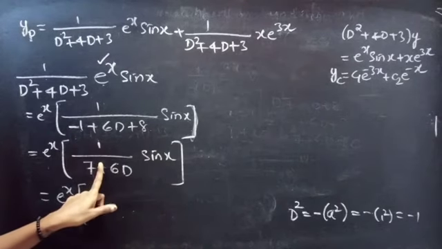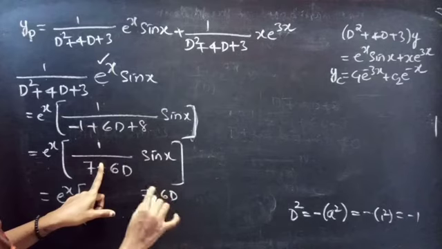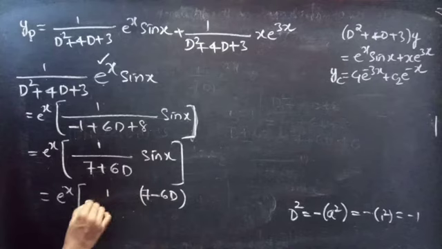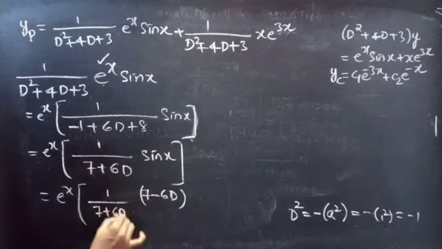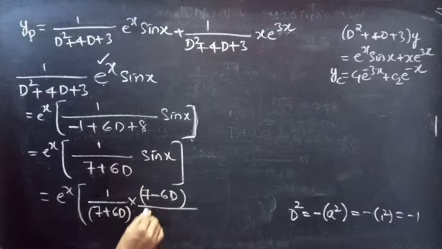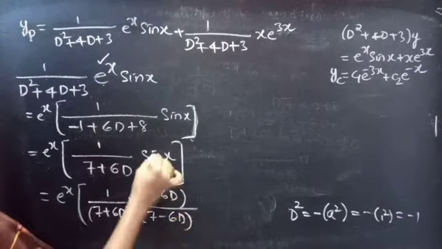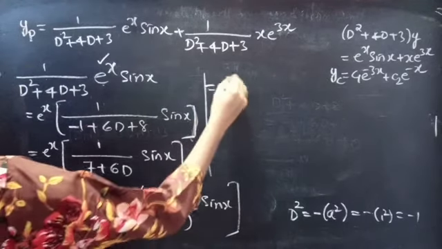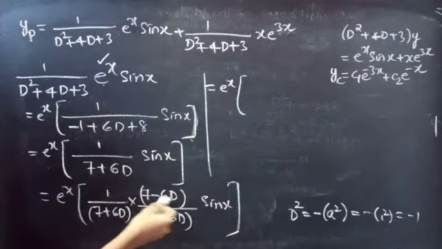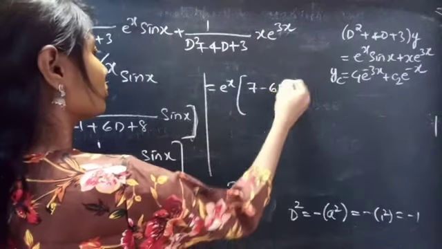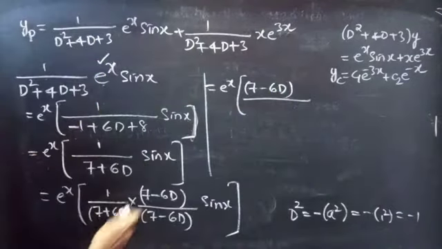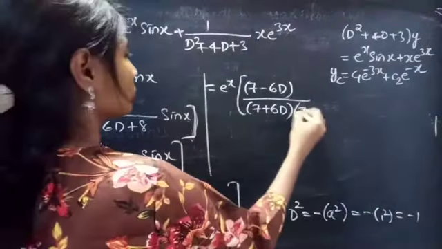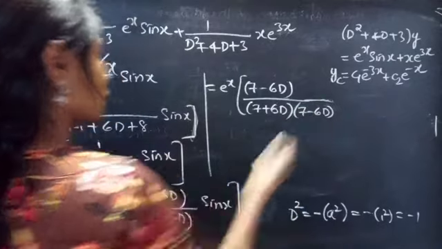If you replace this plus by minus, you'll get 7 minus 6D, right? So multiply and divide this fraction by 7 minus 6D, then we'll get 1 by 7 plus 6D into 7 minus 6D by 7 minus 6D into sin x, which equals e power x into 1 into 7 minus 6D by 7 plus 6D into 7 minus 6D into sin x.